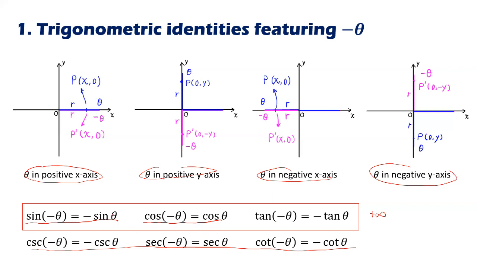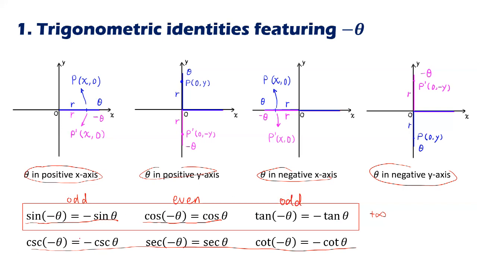So in summary, we have sine minus theta equals minus sine theta. Cosine minus theta equals cosine theta. Tangent minus theta equals minus tangent theta. That means sine theta is actually an odd function, right? And cosine theta is an even function. And tangent theta is an odd function, right?